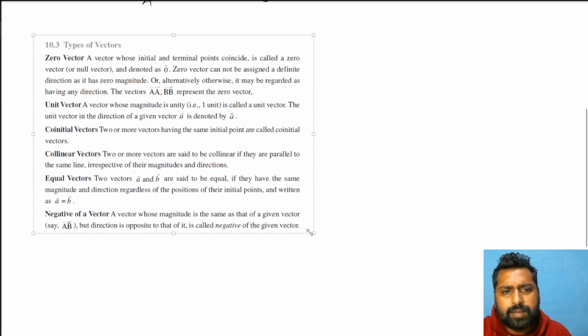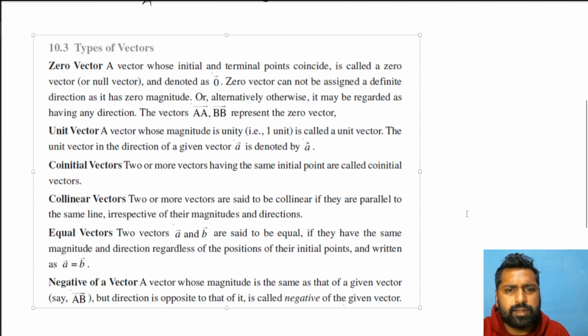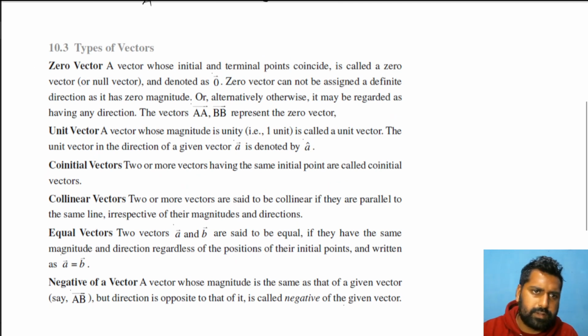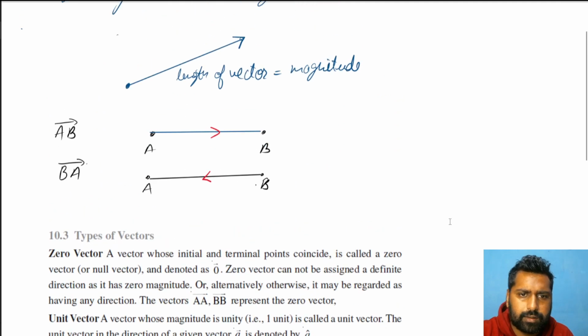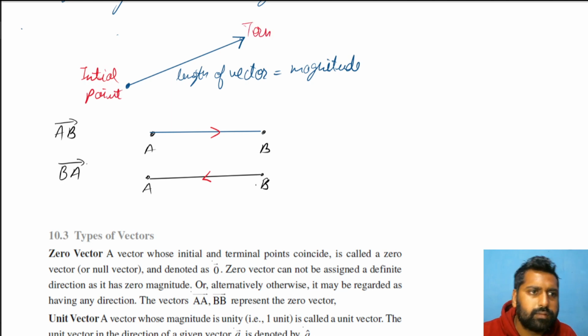Next, let's talk about types of vector. There are certain types of vector that we have to understand. I told you there are 2 points on a vector. One is the starting point, that's the initial point, and one is the terminal point.